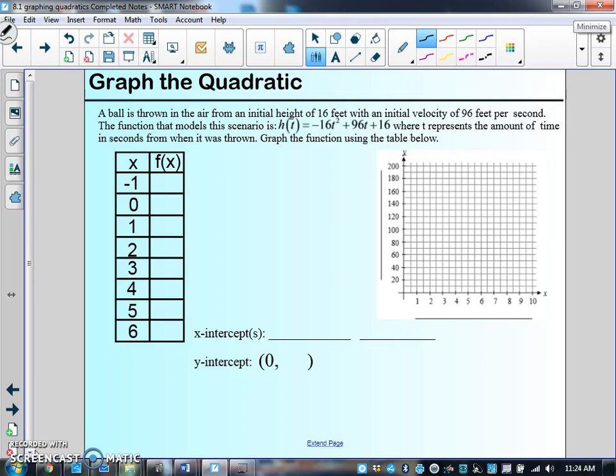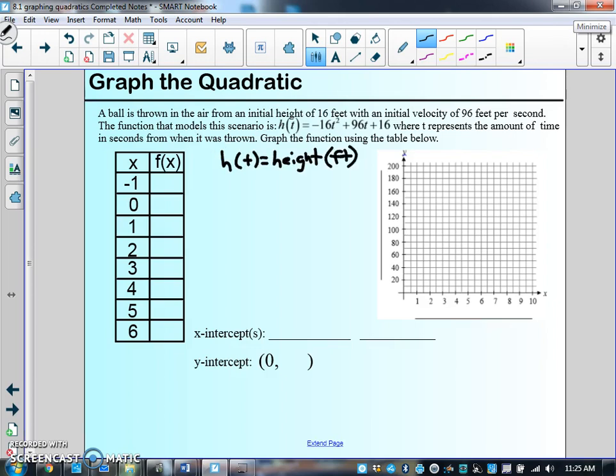Okay. There's also a component that goes horizontal, but for the formula, we're focused more on just the vertical motion here. The function that models this scenario is h of t, so the height as a function of time is equal to negative 16t squared plus 96t plus 16, where t represents the amount of time in seconds from when it was thrown. And h of t obviously represents the height of the ball at any given time, in feet.